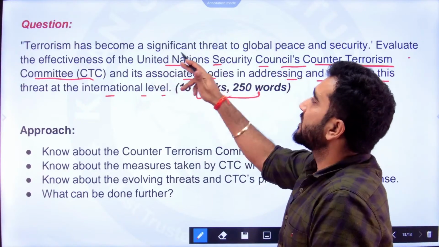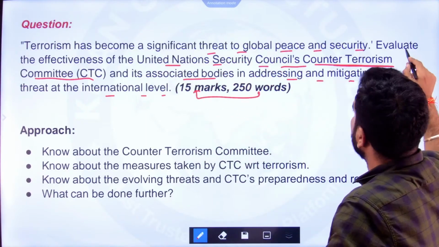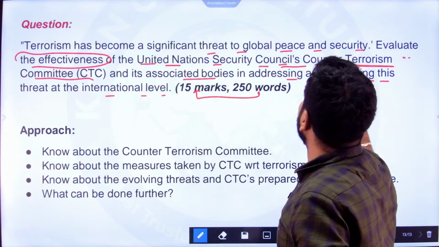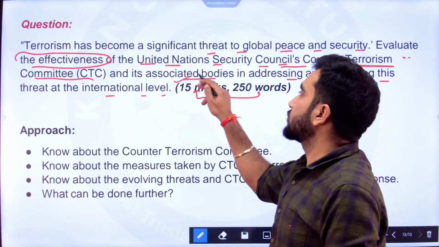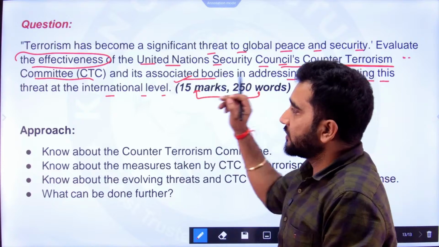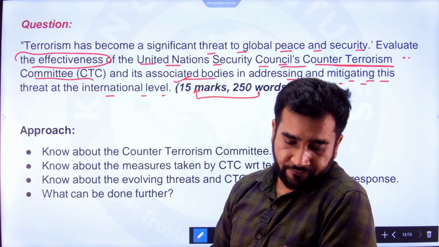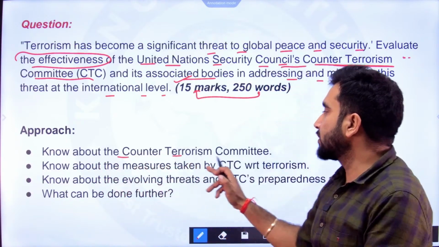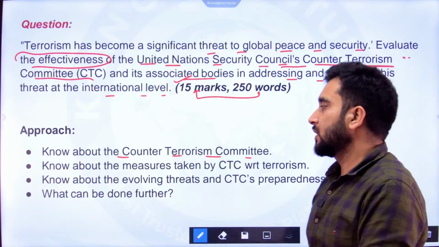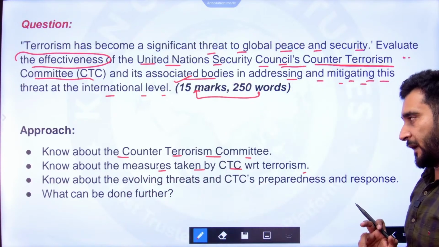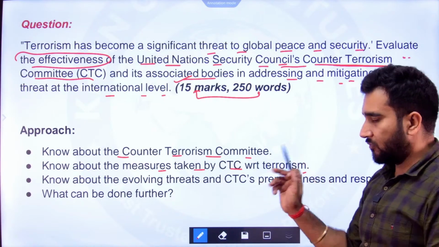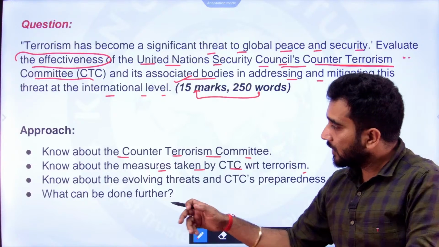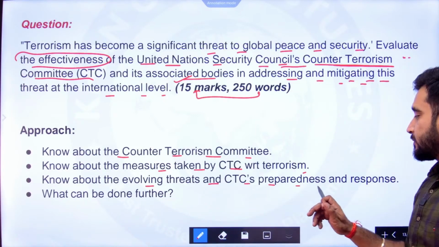So terrorism has become a significant threat to global peace and security. Evaluate the effectiveness of the United Nations Security Council's Counter-Terrorism Committee and its associated bodies in addressing and mitigating this threat at the international level. The approach: first of all, you should know about the Counter-Terrorism Committee, what it is. Know about the measures taken by CTC with respect to terrorism. What measures have been taken? Know about the evolving threats and CTC's preparedness and response.